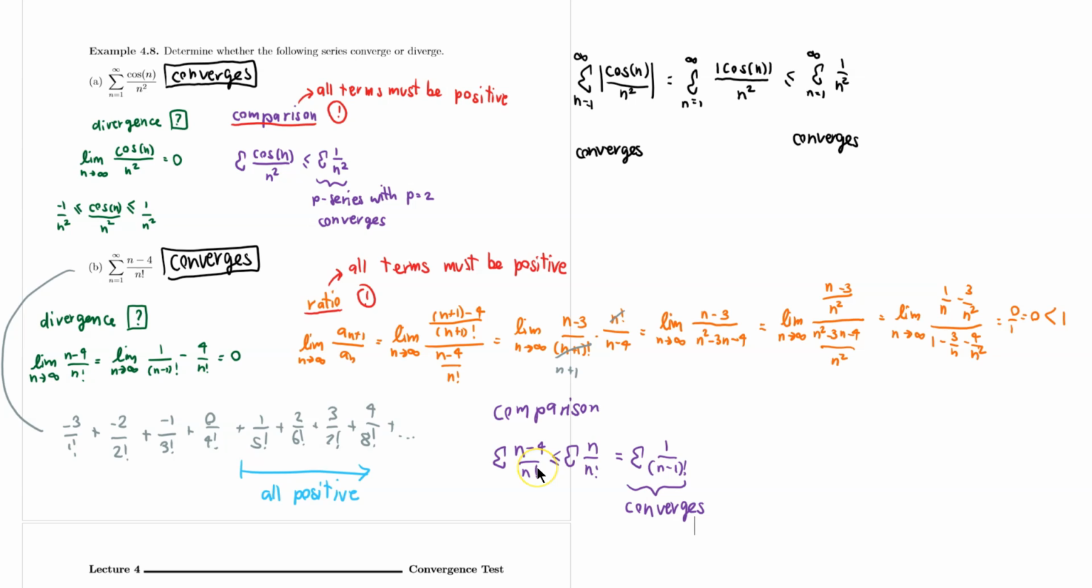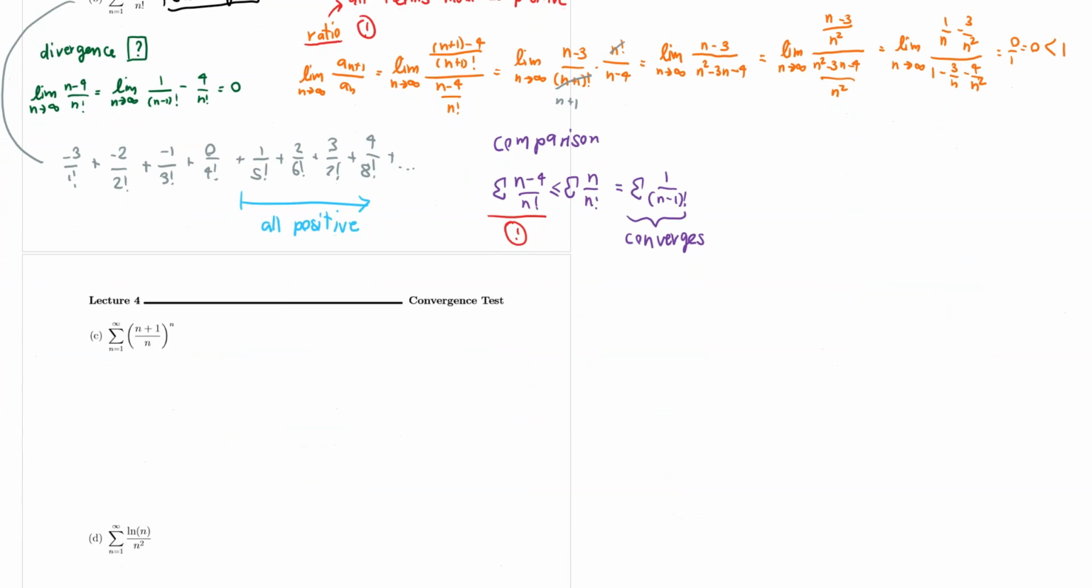But once again, some of the terms here are going to be negative, so we have to argue using the same principle that we can ignore the first few terms that are negative, but most of the terms here after n equal to 5 and so on are going to be positive. So then we can use the comparison test to conclude as well that this series is going to converge.